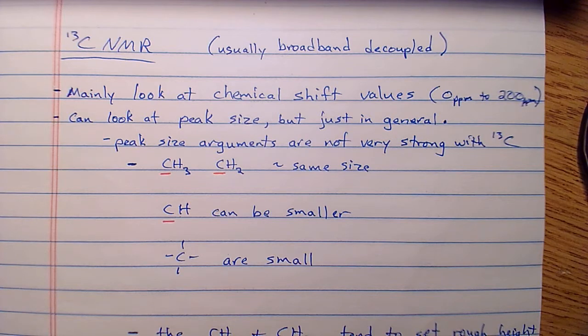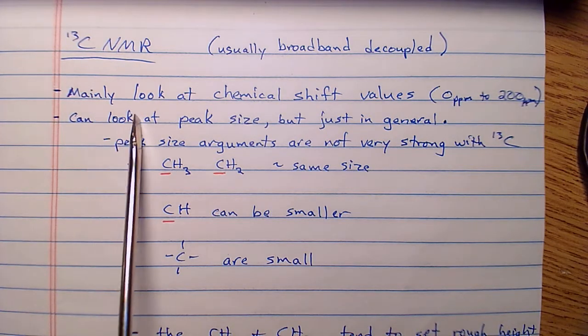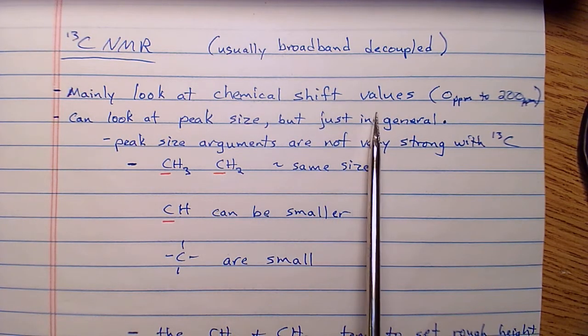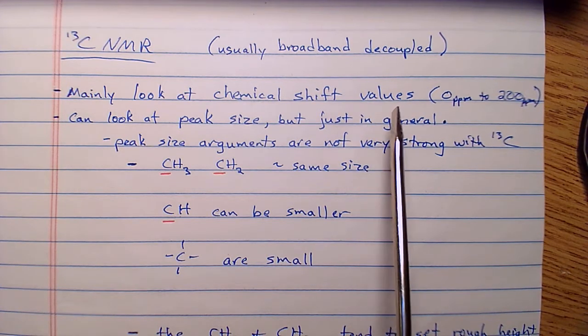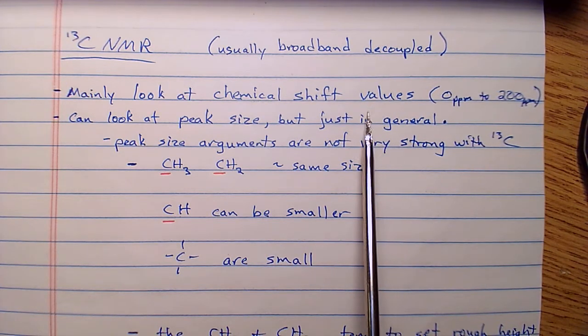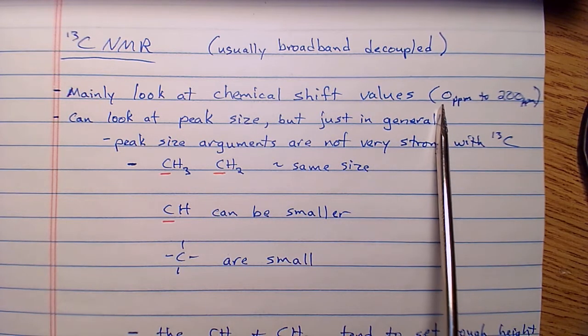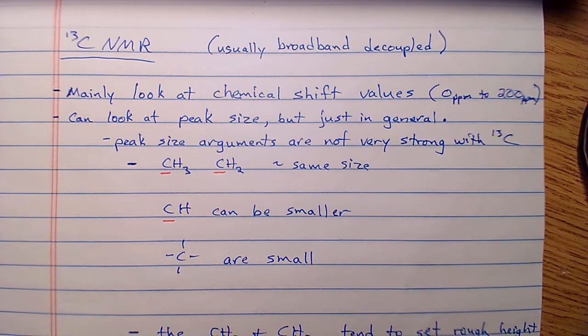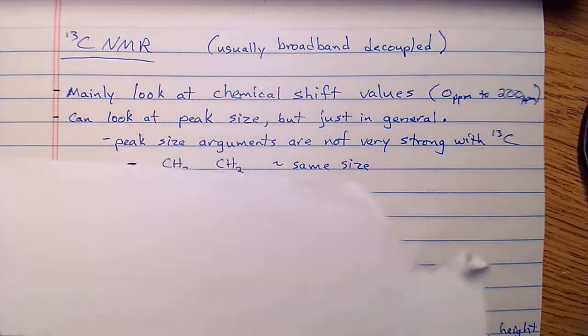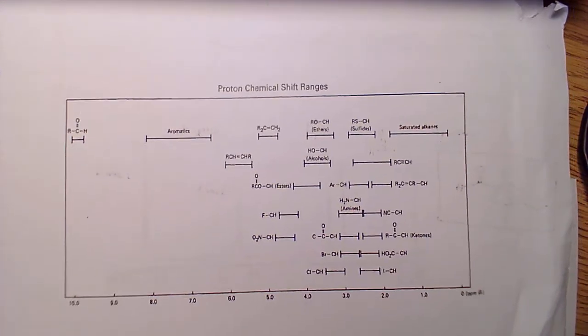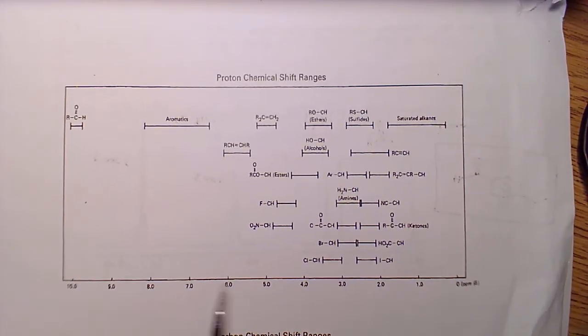No multiplets here. And for carbon-13, we're going to mainly look at the chemical shift values. And something to note, recall the chemical shift values for proton NMR tend to run from 0 to 10 ppm. Carbon-13 runs 0 to 200 ppm. So if we look at this, here's an example of proton chemical shift ranges, 0 to 10.